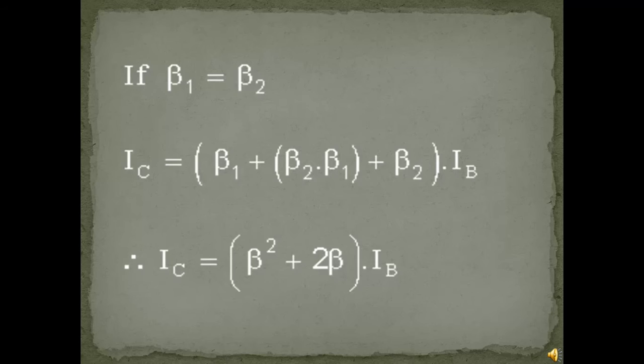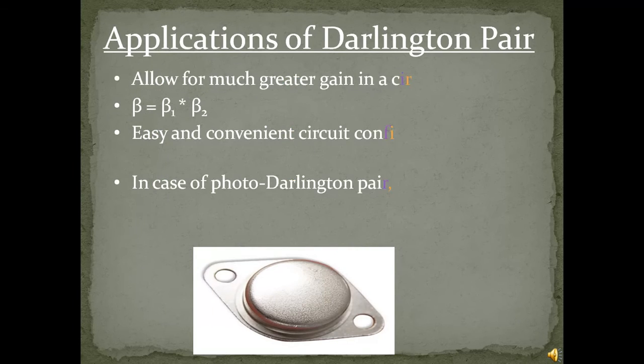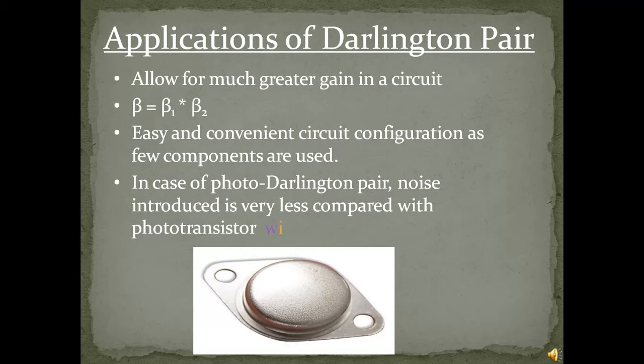Now coming to the applications of Darlington pair, it allows for much greater gain in a circuit. As we have shown, beta equals beta 1 times beta 2. It is an easy and convenient circuit configuration as very few components are used. In case of photo Darlington pair, noise introduced is very less compared with a phototransistor with an external amplifier.